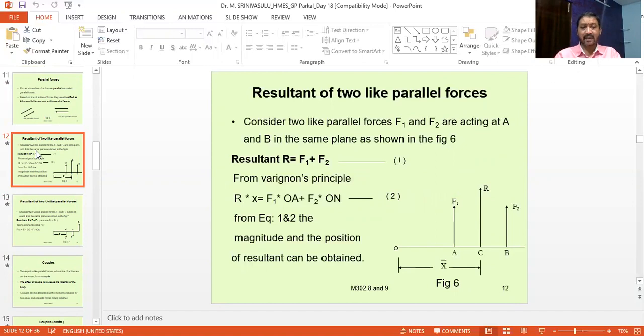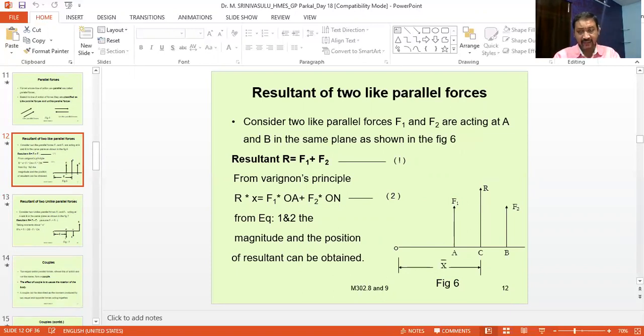Parallel forces means the forces whose lines of action are parallel to each other, and there are two types of parallel forces. They are called like parallel forces and unlike parallel forces. In case of like parallel forces, if all the forces act in the same direction, then they are called like parallel forces.